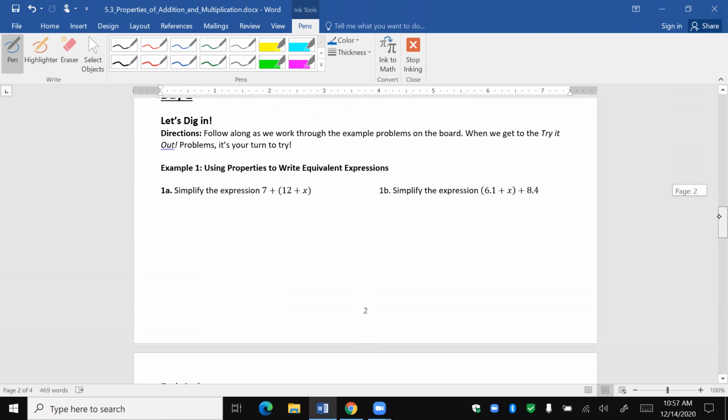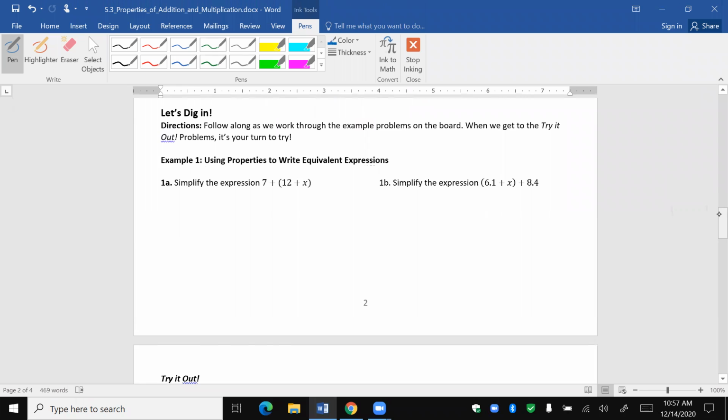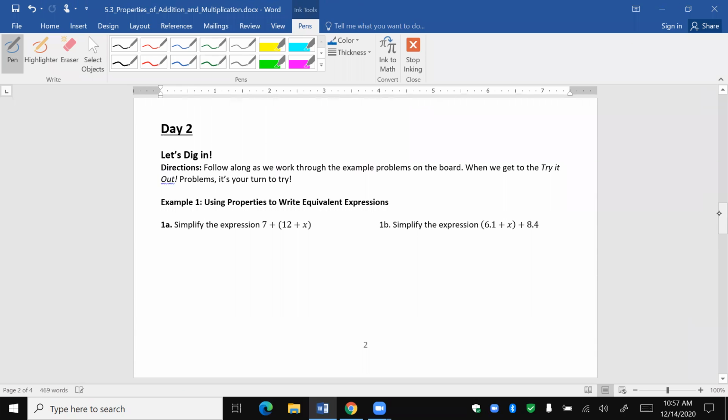Now, on our day 2 portion of stuff, you're going to use some of those properties to help you simplify these, meaning you're going to put together the things that can be put together. So if I look at my first one, 7 plus 12 plus x, okay, my parentheses, I can't do 12 plus x, but I can do 7 plus 12. So if I move those parentheses over, then I can combine those things. So that would just be using the associative property of addition. And then if I simplify that, 7 plus 12 is 19. Then my plus x just slides on down.